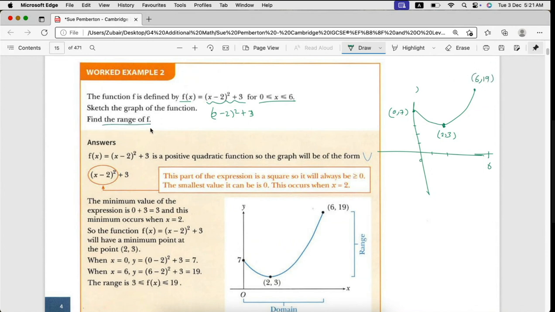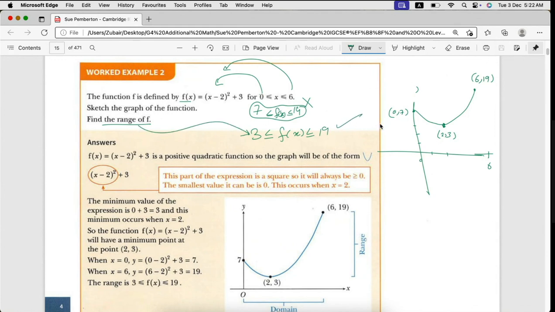Now range of f. The graph is in front, so there's no confusion. But sometimes students would just plug in this 0 and get 7, and then plug in this 6 and get 19, and quote this as the range, which is actually wrong. Because we can see from the graph, it is quadratic, it has a turning point, and the lowest point in this case is 3. So 3 is less than f of x is less than 19 is the range.